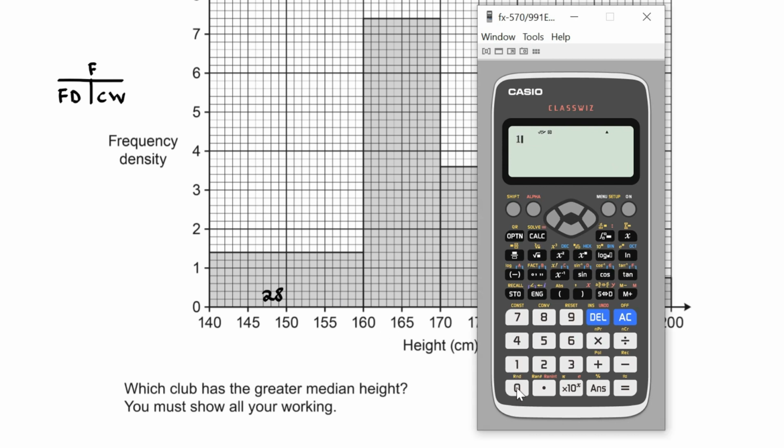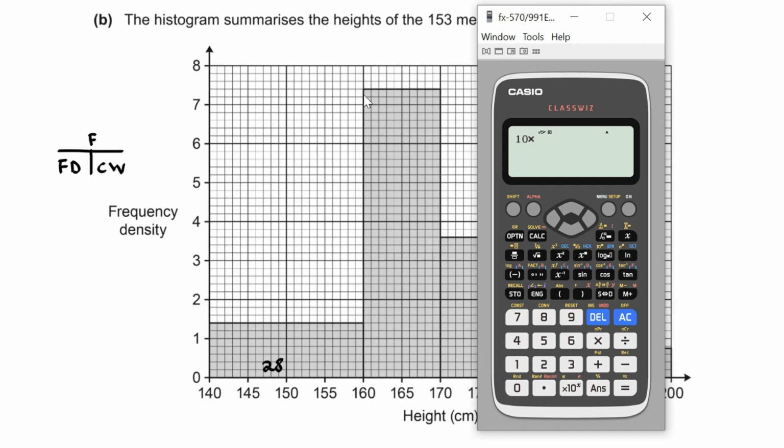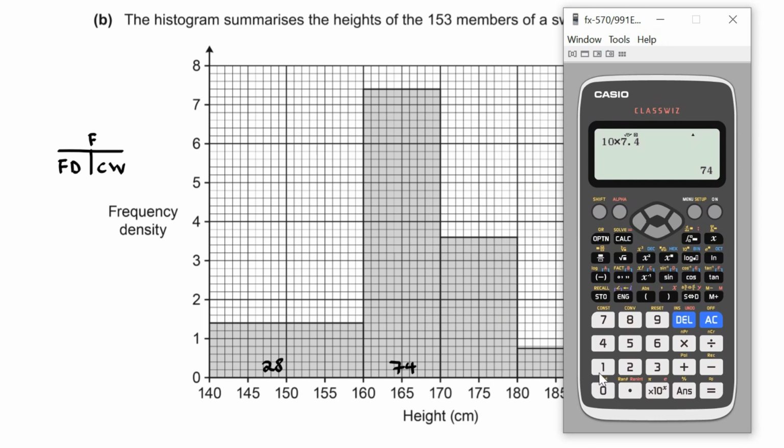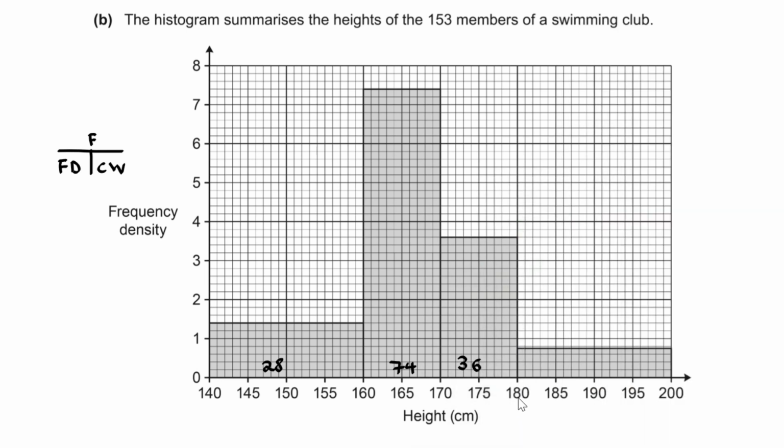For the next interval, we've got 10 as our class width. Our frequency density is 7.4. So here we get 74 as our frequency for this interval. Next, we've got a class width of 10. The frequency density is 3.6. And therefore here we get 36 as the frequency for this interval. And finally, we've got 20 times by 0.75, which is 15. So we've got 15 for this interval.